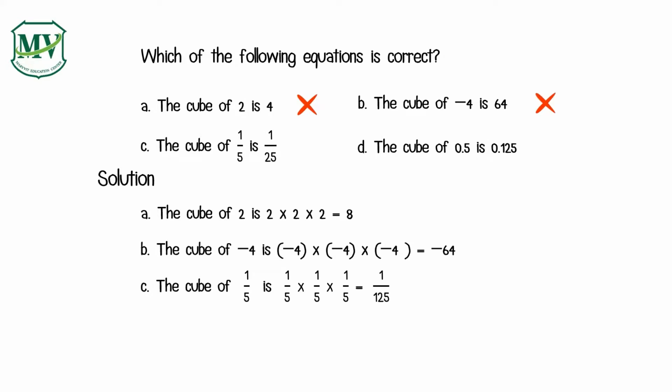In letter C, the cube of 1 over 5 is 1 over 5 times 1 over 5 times 1 over 5, which is equal to 1 over 125. So letter C is also not a correct equation. In letter D, the cube of 0.5 is 0.5 times 0.5 times 0.5, which is equal to 0.125. So letter D is a correct equation. So the answer is letter D.